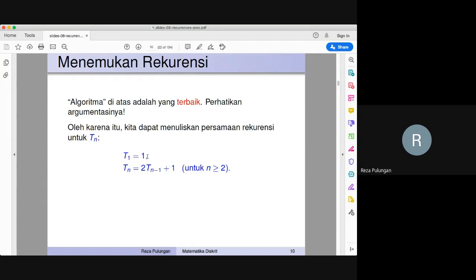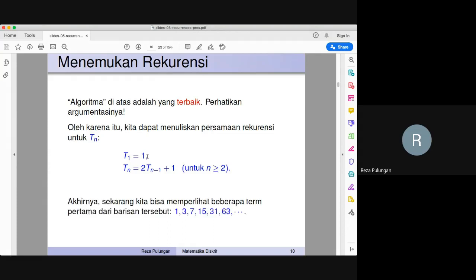So how do we solve this? Well, the easiest way is to try a couple of terms and see the pattern. For example, if T1 is equal to 1, then T2 is equal to twice T1 plus 1, so 2 multiplied by 1 plus 1, which is 3. Then T3 is 7, T4 is 15, and so forth. If you try the first few terms, you find this sequence: 1, 3, 7, 15, 31, 63, and so on.